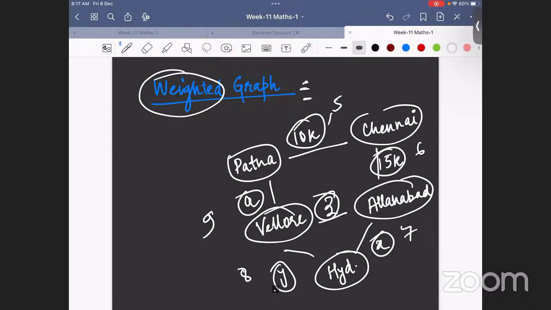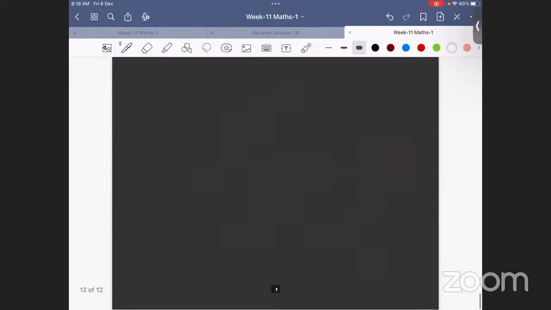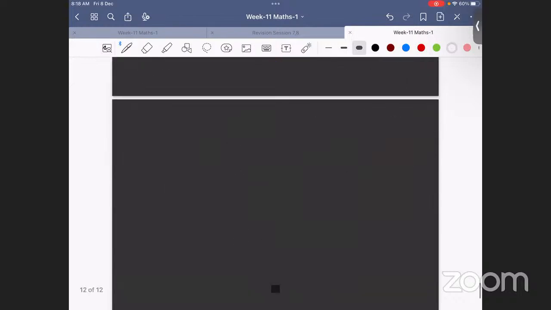In the same weighted graph, you have been taught how you can calculate from a single source. There are basically three methods, and I'll discuss one today. So for the weighted graph, what you have to calculate is the shortest path from a single point.